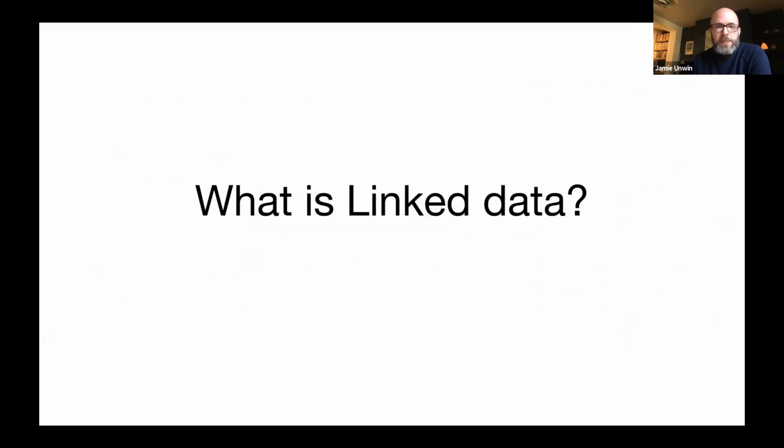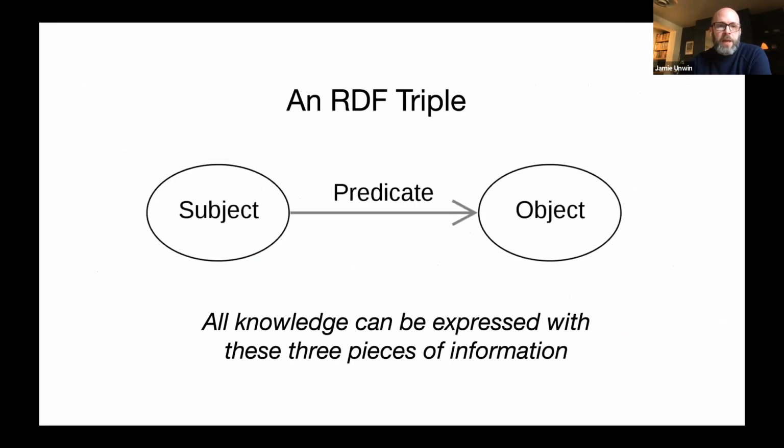So what is linked data? This is a really quick primer. It isn't meant to be exhaustive, just so you can understand what we're talking about later. Linked data is basically one thing. It's called a triple, and all knowledge can be expressed with these three things. You have a subject, say an object or a person on the left, which can be anything. It could be a statement on the left and a statement on the right, which is known as the object. And in the middle, we have something called a predicate.